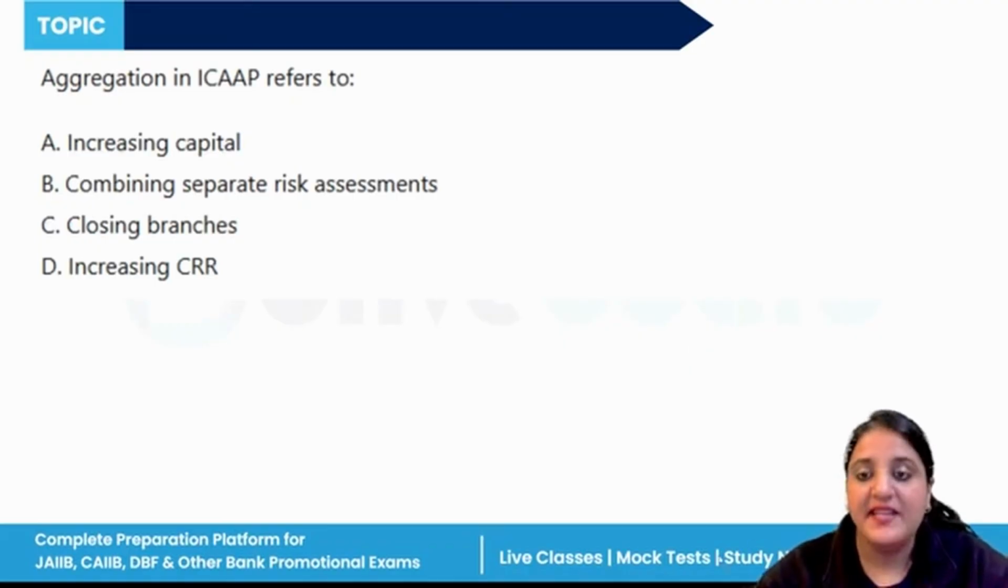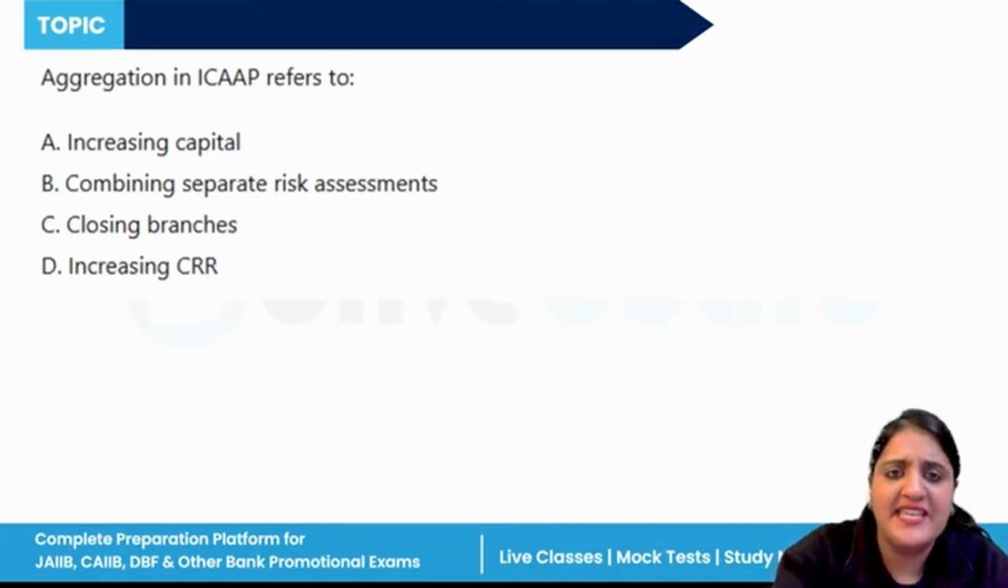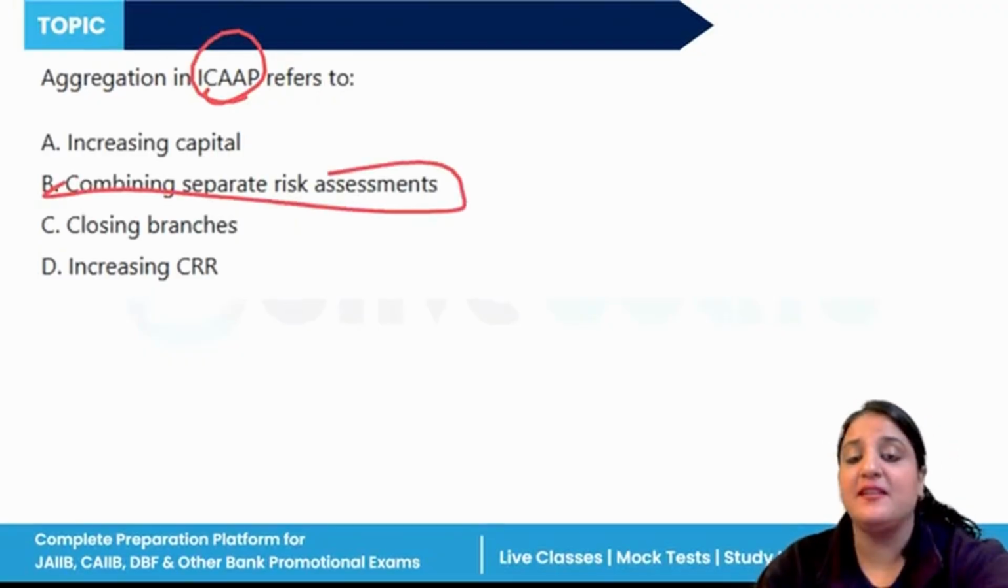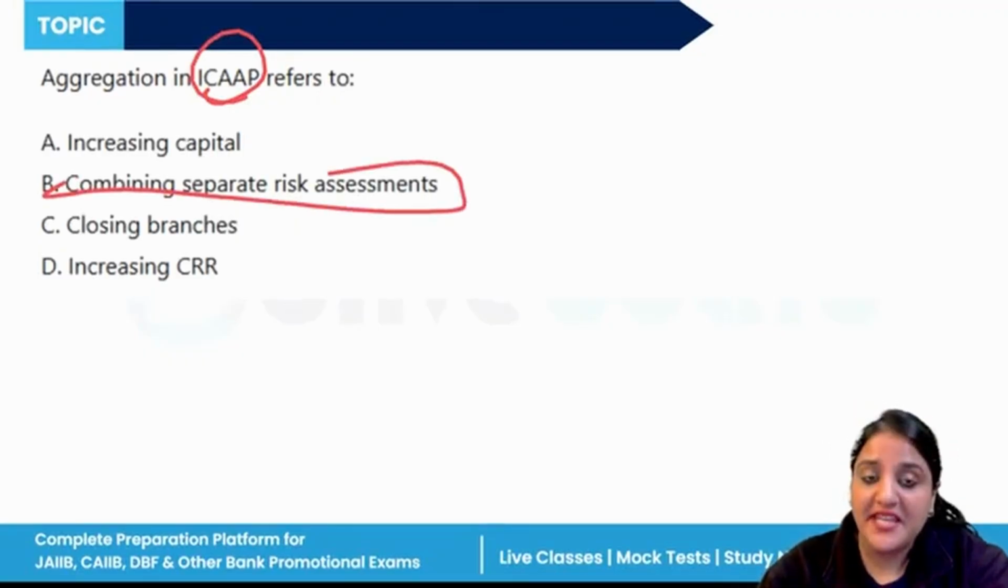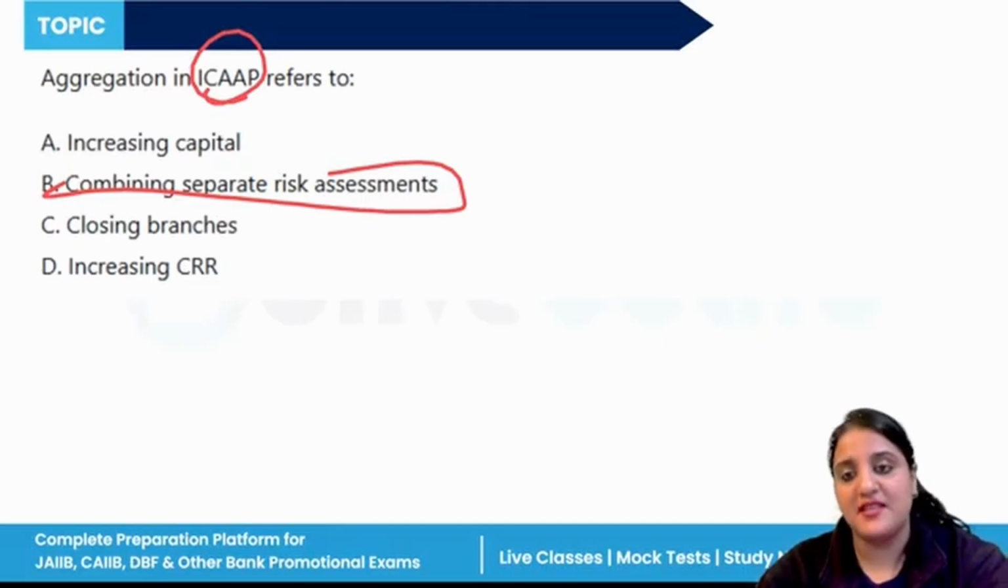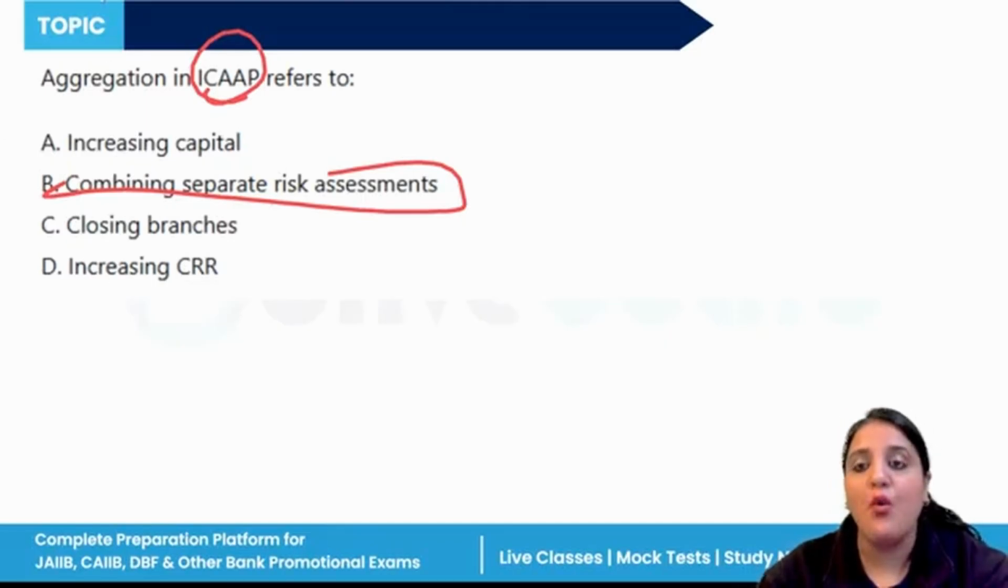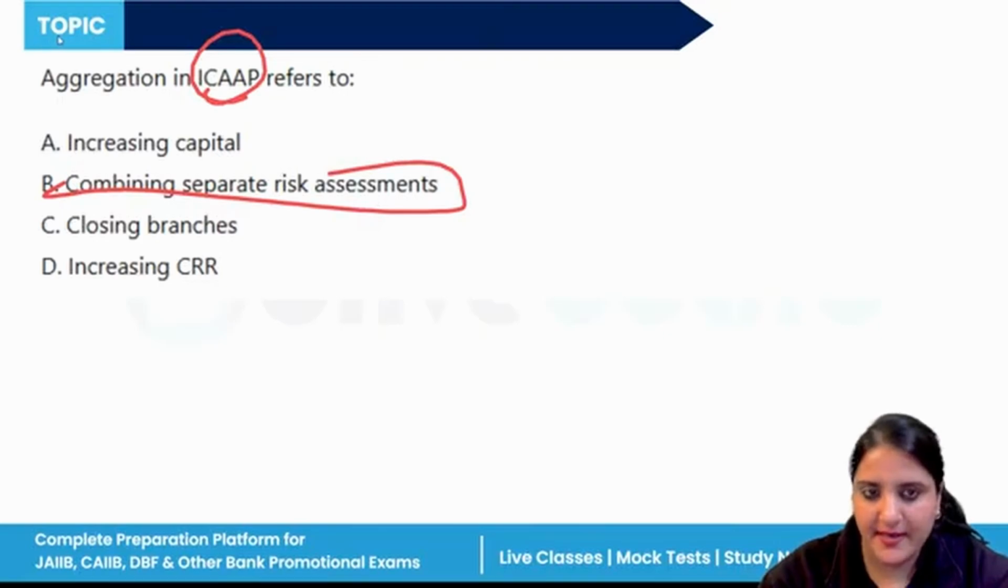So we can say that aggregation in ICAAP refers to combining the separate risk assessments, meaning bringing together all risk assessments to determine the overall capital adequacy. So which answer is correct here? Here our option B is correct, that is combining the separate risk assessments.